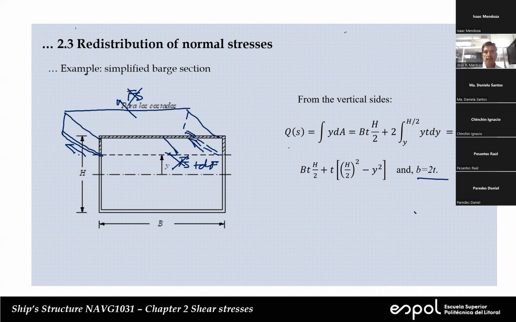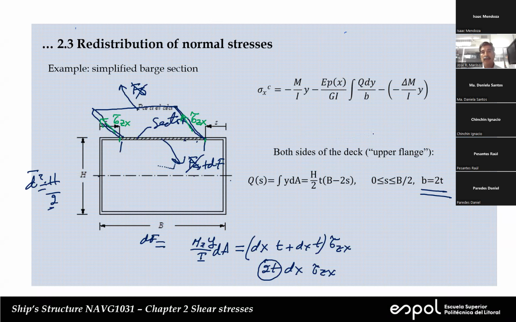So this is Q, first moment. This is the sector. If we make a cut, we start the integration on the side. Okay. Now let's go on. We have to be careful because here the variable is S. Okay.